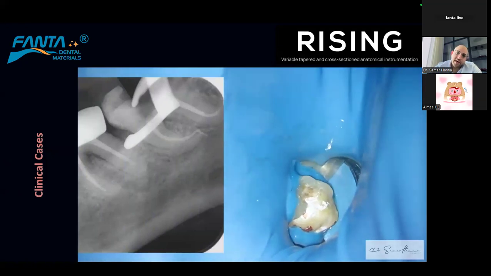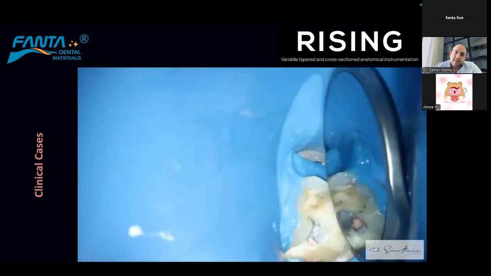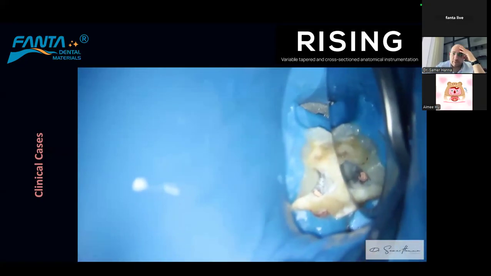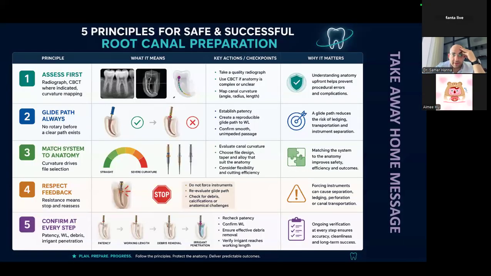And we can see here how the curves were treated nicely and how the tooth was managed in a single visit approach and in an easy way. So just to sum up, 5 principles for safe and successful root canal preparation.